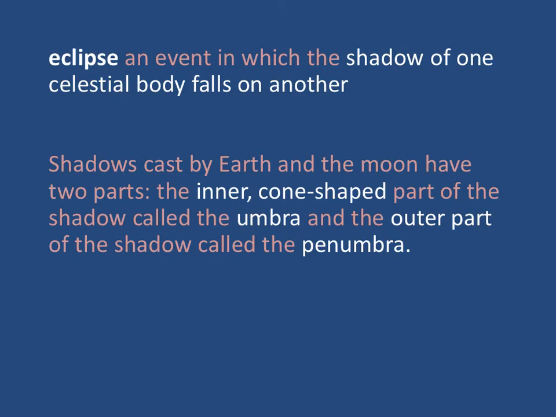Another seemingly random thing to bring up here is an eclipse. An eclipse is an event where the shadow of one celestial body falls on another, where one object is shadowed by another. Shadows cast by the Earth and the Moon have two parts. I'll show you a picture of one in a second. The inner cone-shaped part of the shadow is called the umbra, and the outer part of the shadow is called the penumbra.